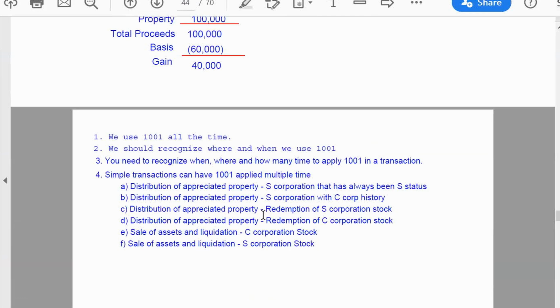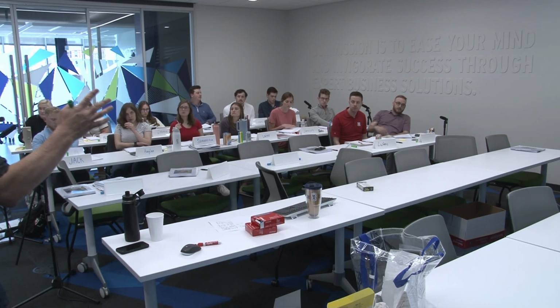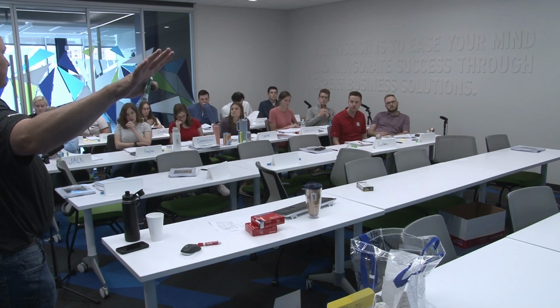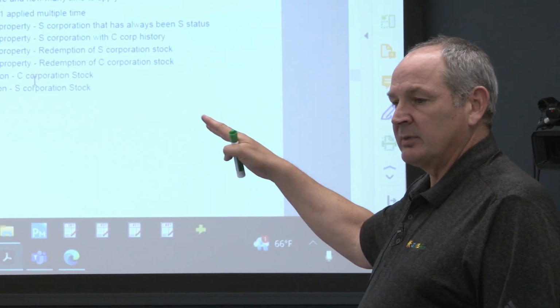So let's see, we use 1001 all the time. Simple transactions can have 1001 applied multiple times. Distribution of appreciated property out of an S Corp. Distribution of appreciated property out of S Corp with C Corp history. Distribution of appreciated property, a redemption, sale of assets. That's the sale of assets. We have distribution of property. The point being, when you have these other provisions apply, and the only reason I'm bringing up 1001 is you have to do a gain loss calc when you have the distribution of this property.